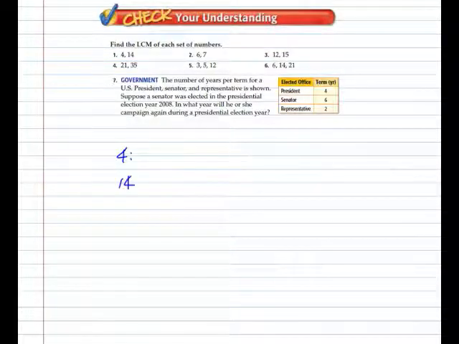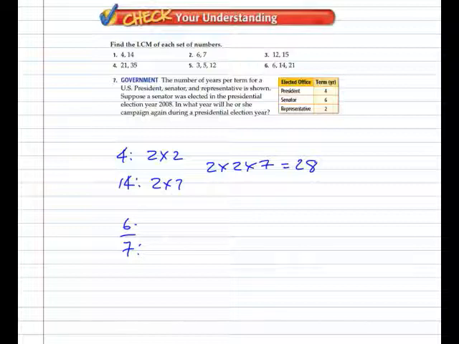Find the LCM of each set of numbers. 4 and 14. Prime factorization of 4 is 2 times 2. 14 is 2 times 7. So 2 times 2 times 7 is 28. 6 and 7. Well, 7 is a prime, I'm sorry, 6 and 7 are both coprime here, so we would simply do 6 times 7, which is 42.